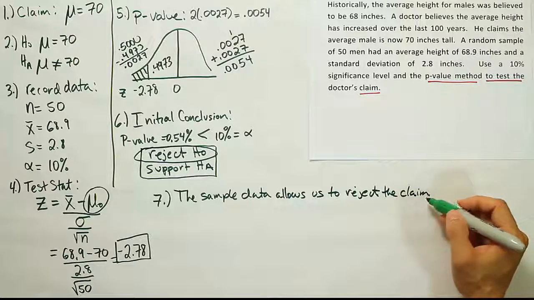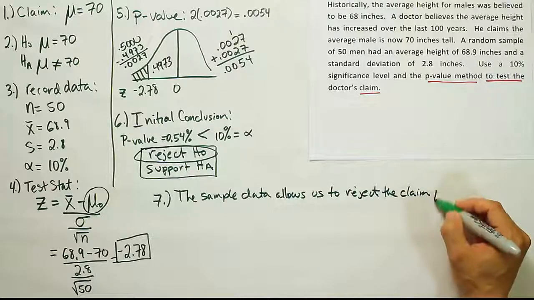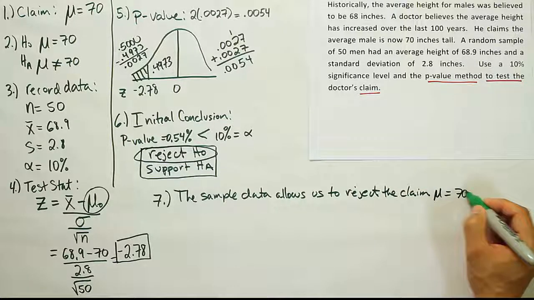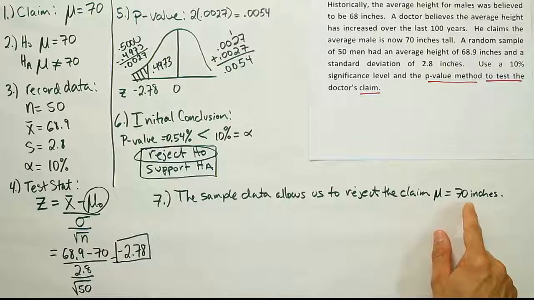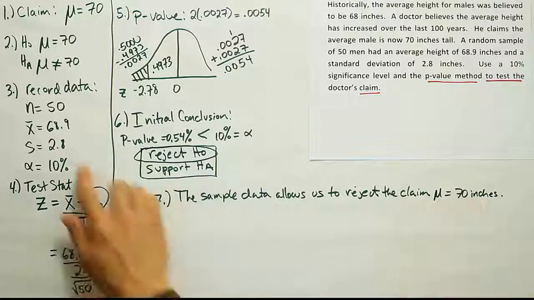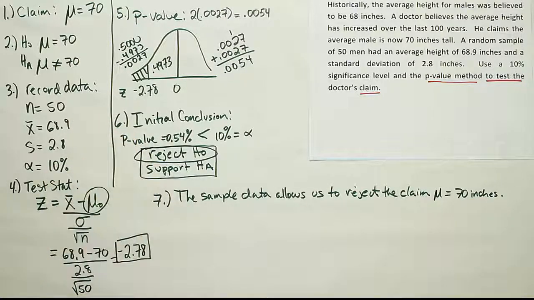And this is to reject the claim that the mean is equal to 70 inches, right? So this professor claimed that the average height was now 70 inches for males. Well, based on this sample data, it doesn't seem that that's correct. So we're going to reject that doctor's claim based on the sample data that we collected.